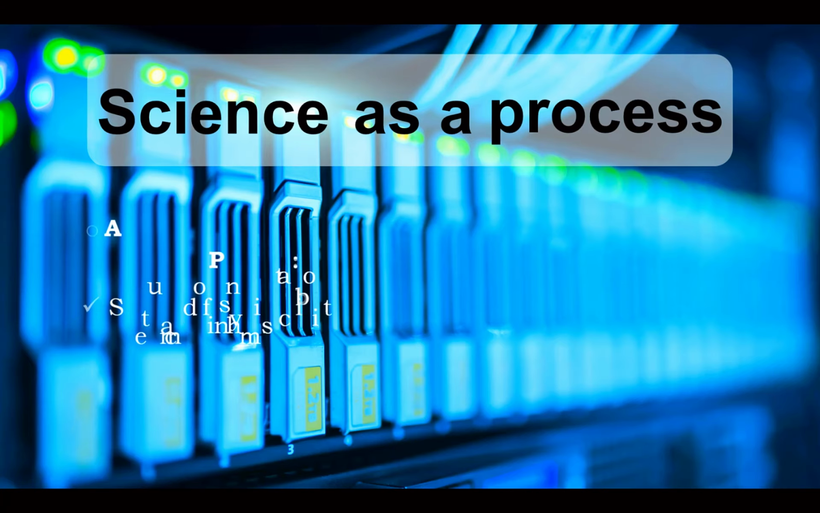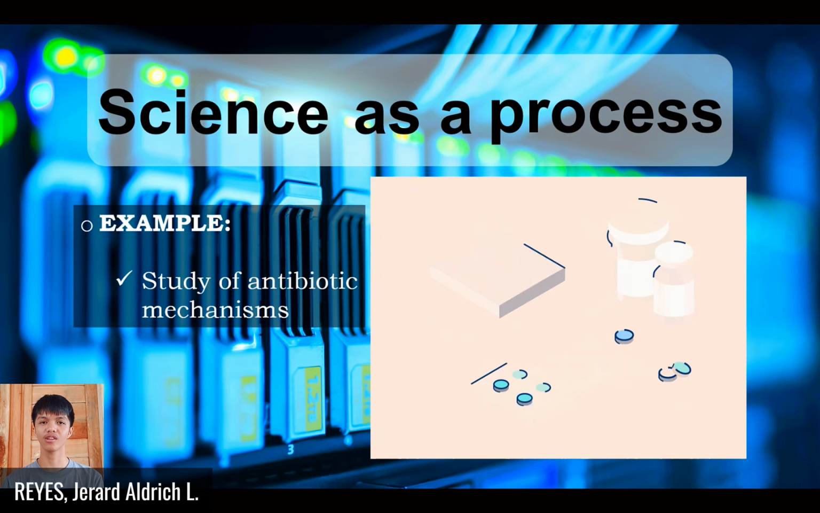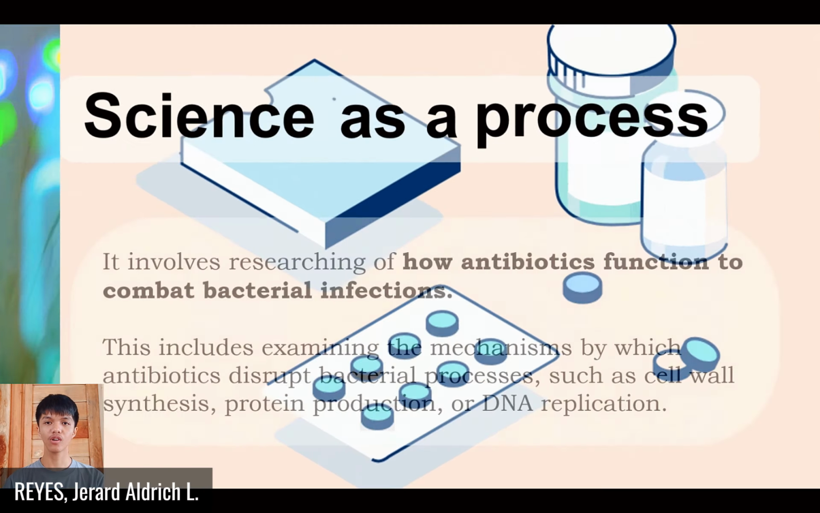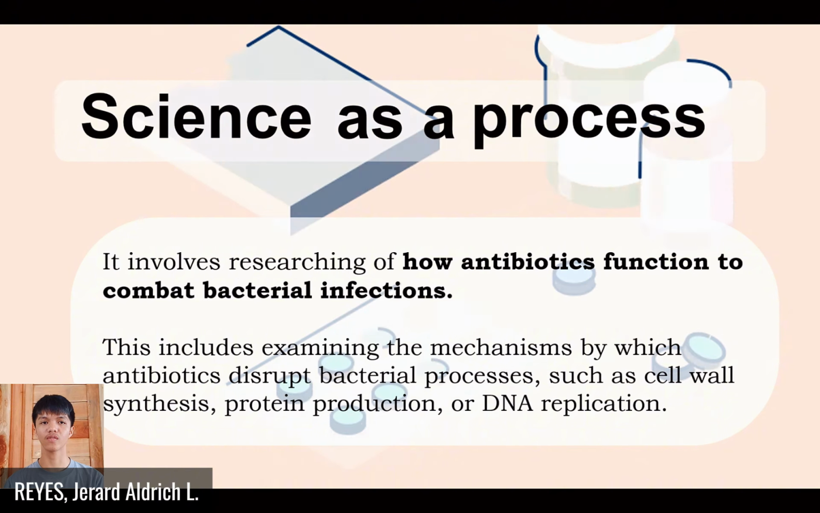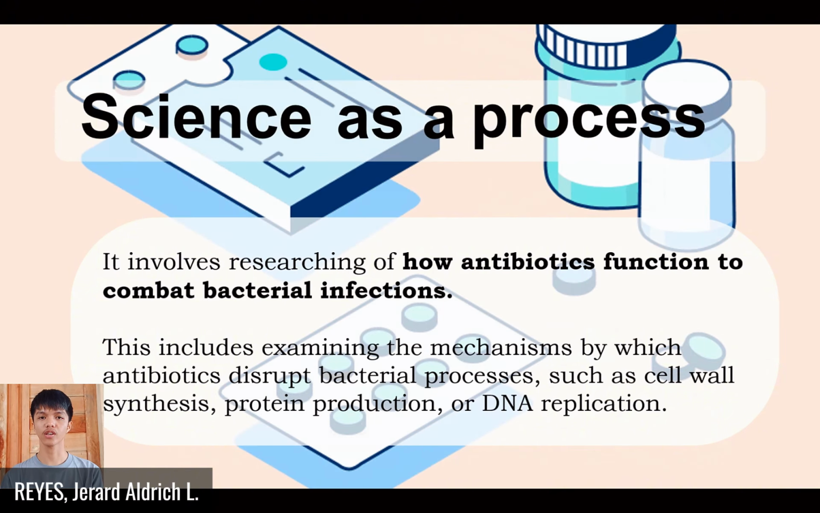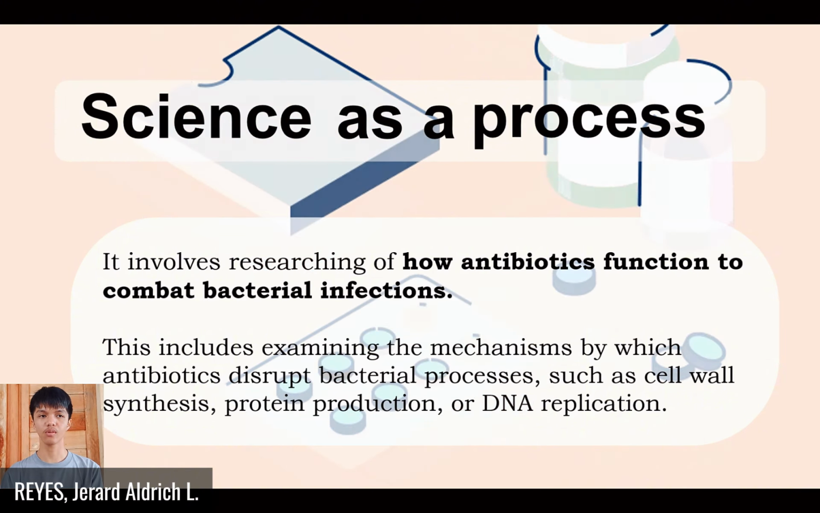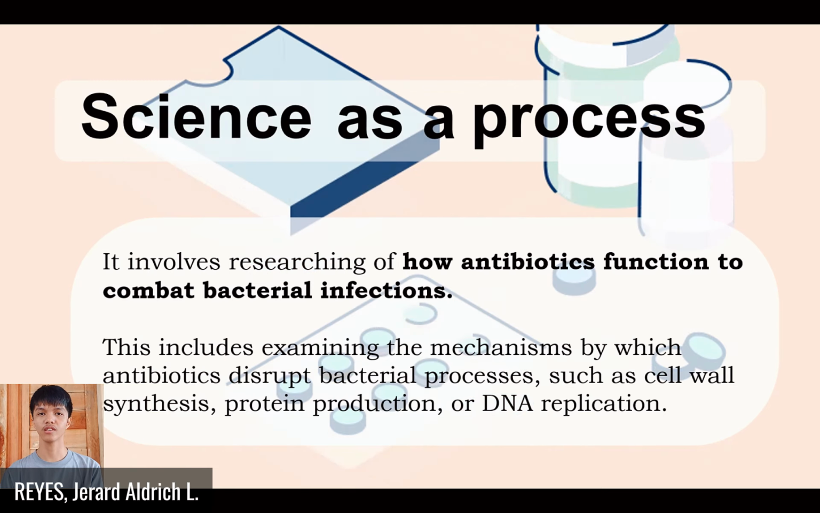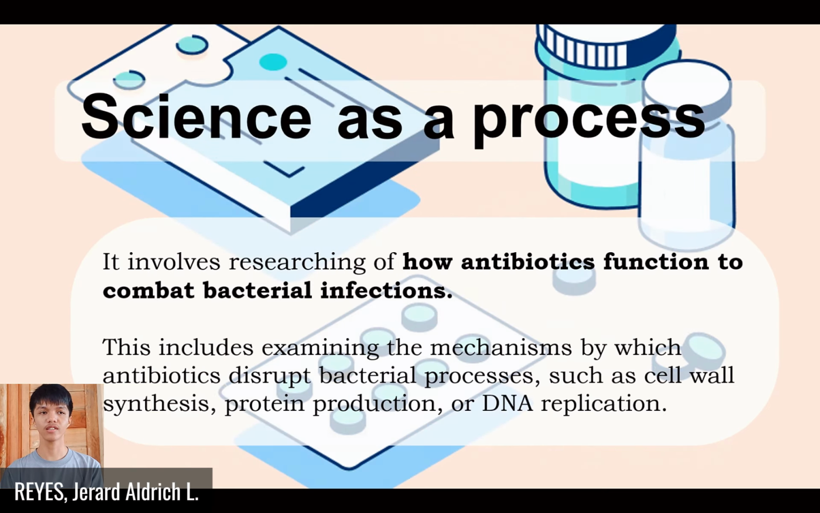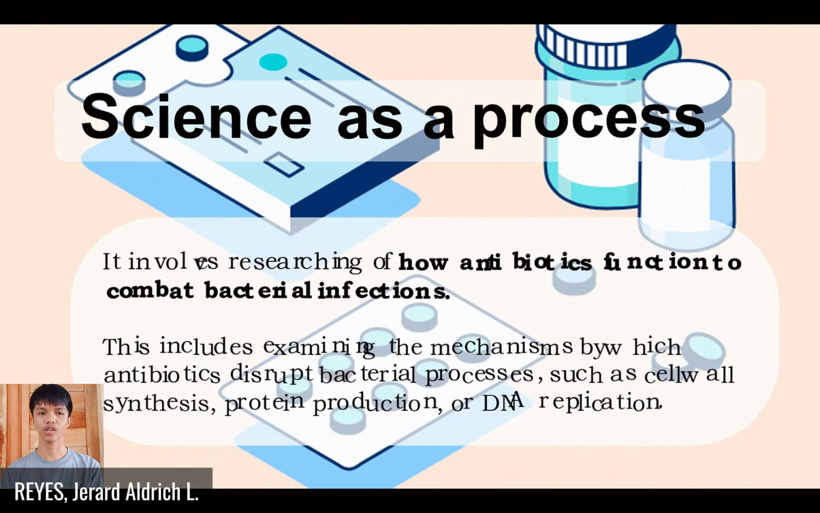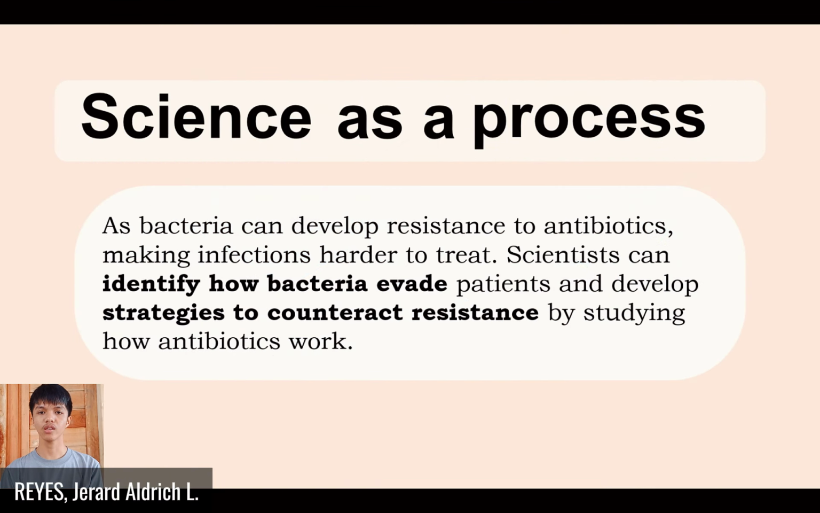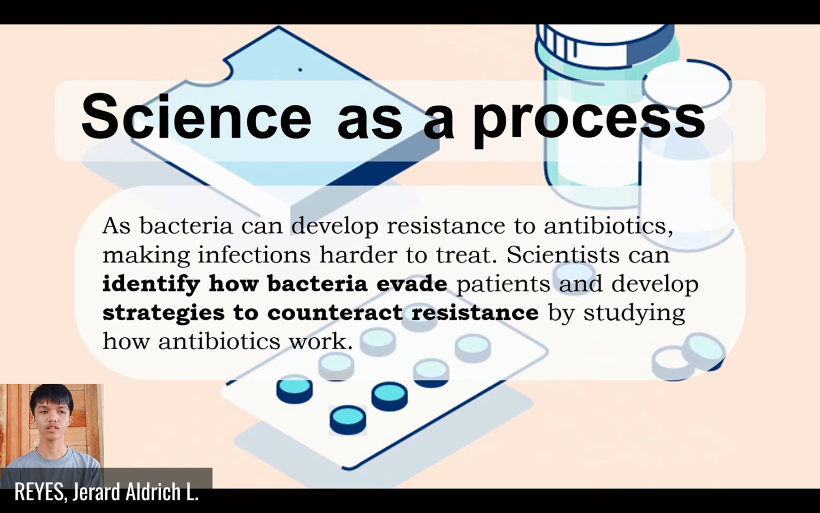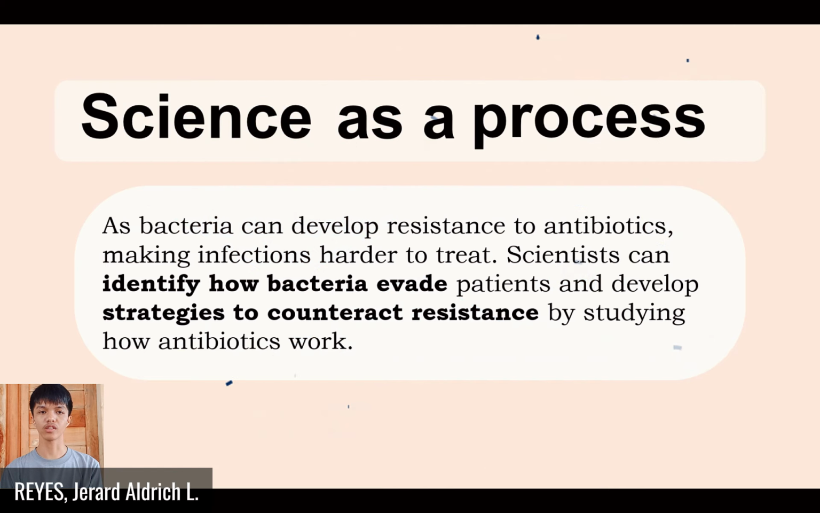An example of science as a process is the study of antibiotic mechanisms. It involves researching how antibiotics function to combat bacterial infections. This includes examining the mechanisms by which antibiotics disrupt bacterial processes, such as cell wall synthesis, protein production, or DNA replication. As bacteria can develop resistance to antibiotics, infections become harder to treat.